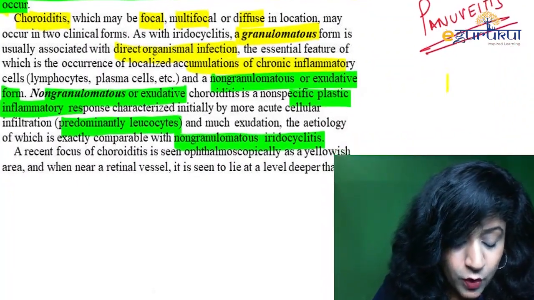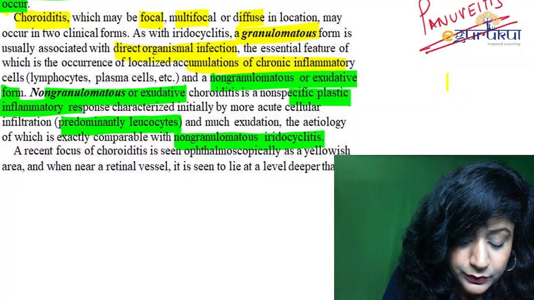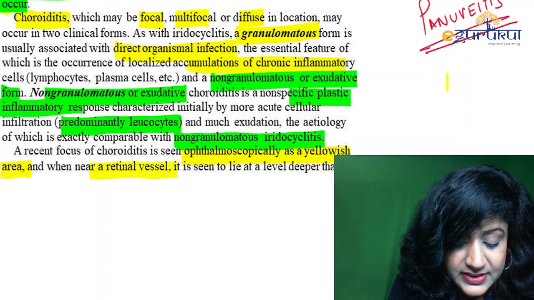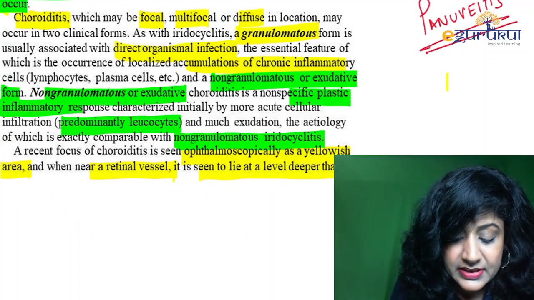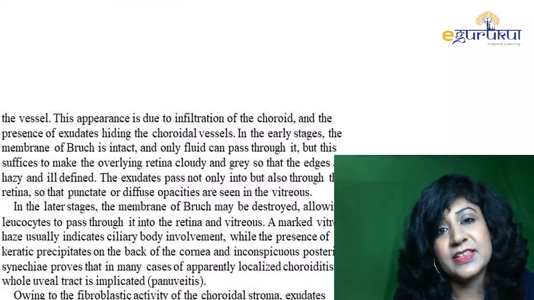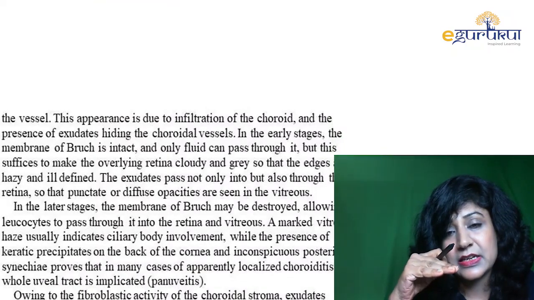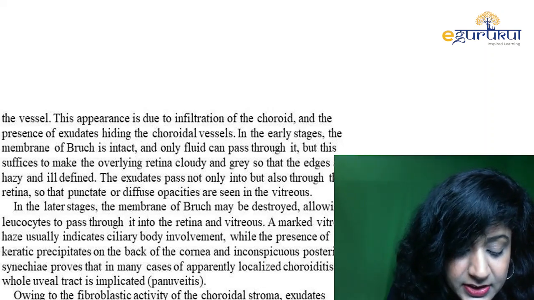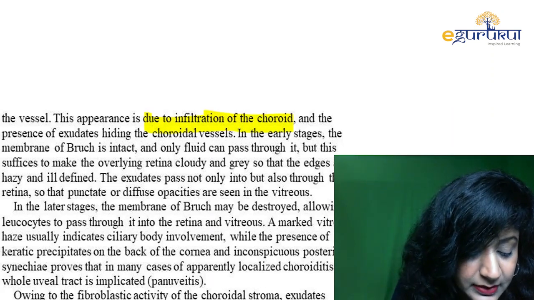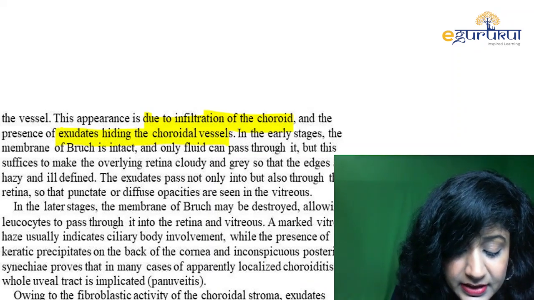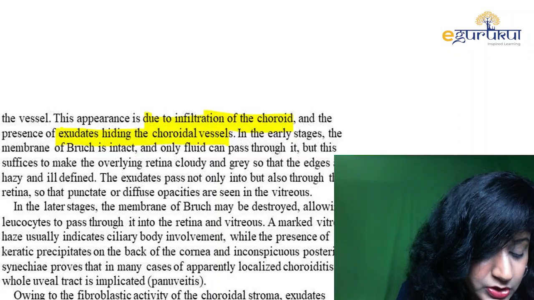A recent focus of choroiditis, if you are seeing in a person ophthalmoscopically, could be seen as a yellowish area, and when it's near a vessel, it is seen to lie at a level which is deeper than the vessel. Why? It is due to the infiltration of the choroid, and the presence of the exudates will be hiding the vessels. In the early stages, the Bruch membrane is intact.